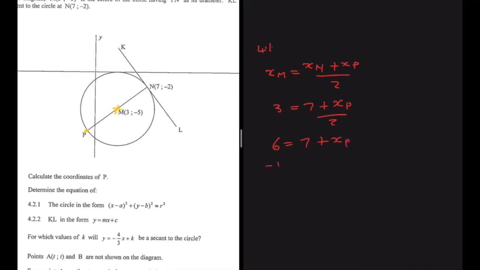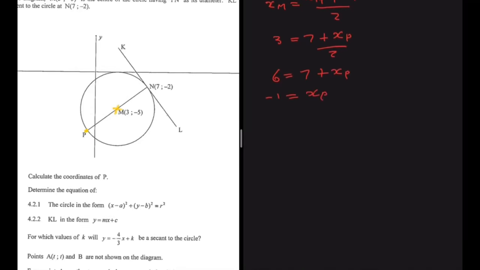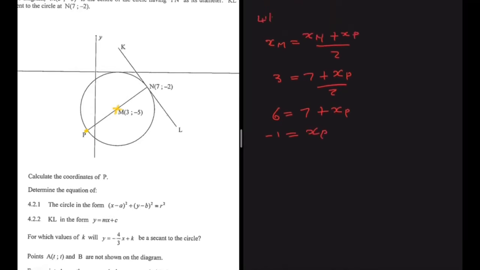So minus 1 is equal to x of p, right? We can see that. Now let's find y of p. We're going to exploit the coordinate m again. We're going to say that y of m, if that's what we were looking for, would be y of n plus y of p divided by 2, right?